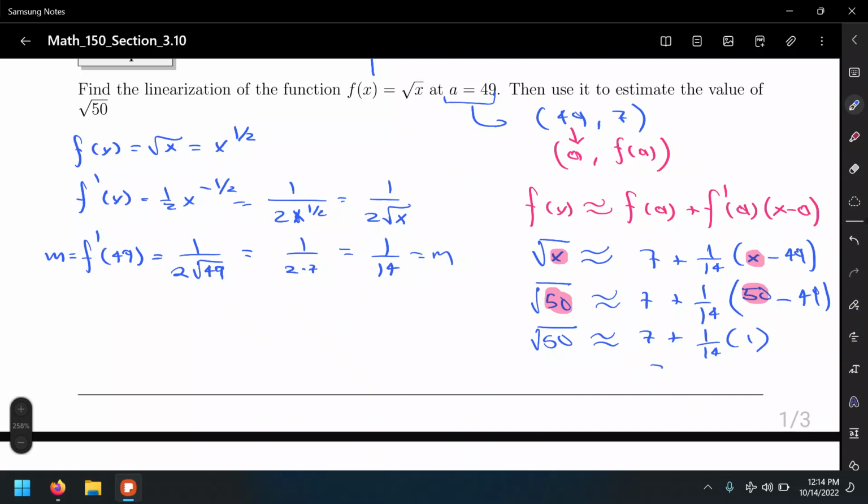So 7 plus 1 over 14. We multiply by 14 over 14 to get the common denominator, so 14 times 7 is 98. Okay, so 98 plus 1, that's 99 over 14. So the square root of 50 is approximately 99 over 14.